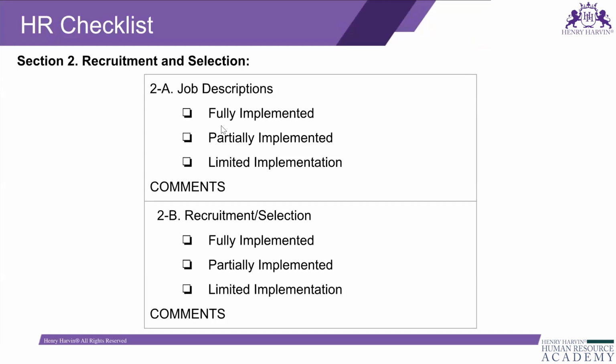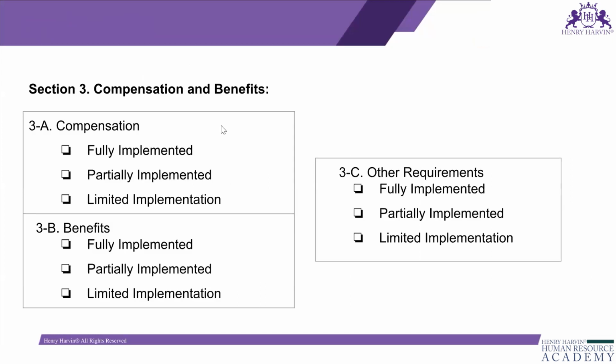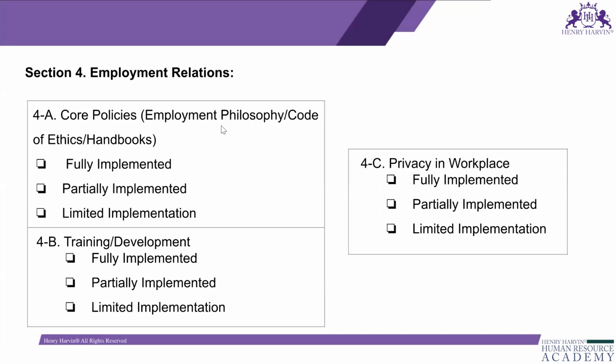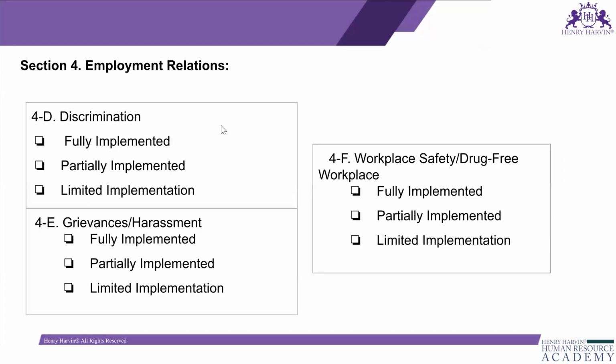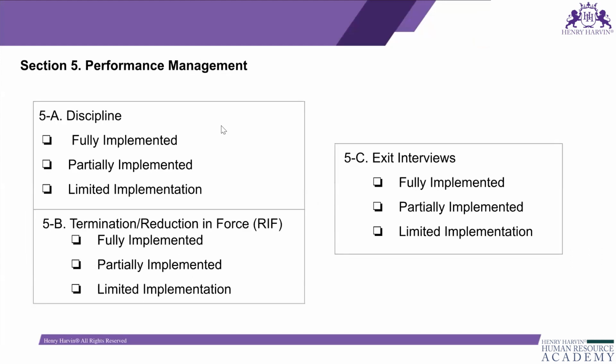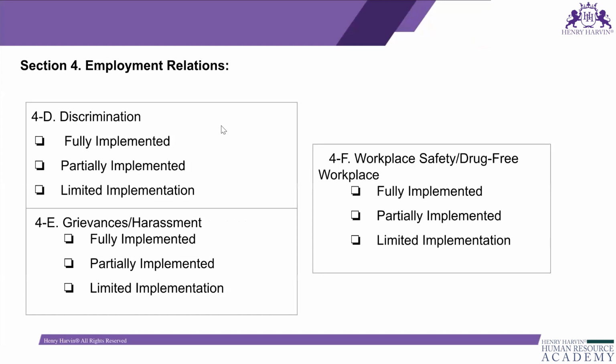So you'll be having job description. In recruitment and selection area, you will be having some job description to every designation. So that description for fully implemented policy, partially implemented policy, limited implementation policy. So it is advisable to have this kind of checklist for compensation and benefit, other requirements, employee relations. So the policy checklist should be like this.